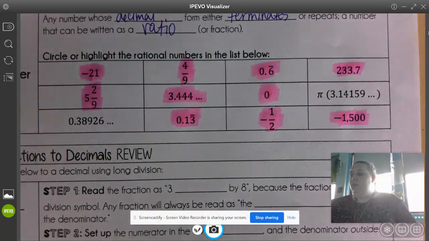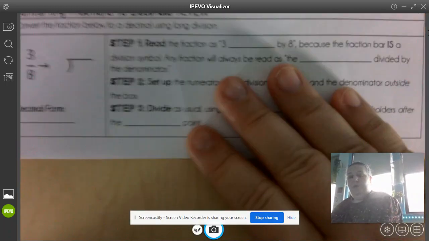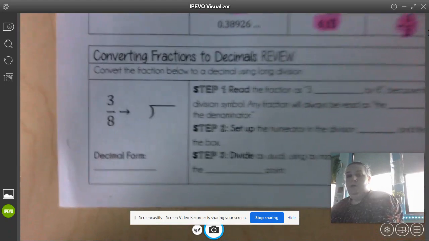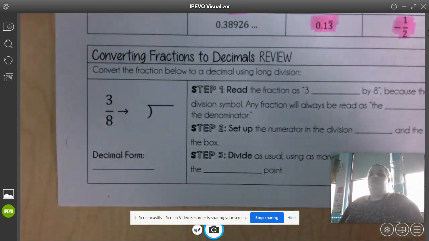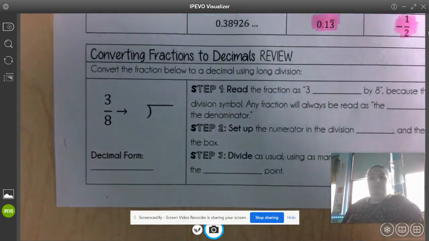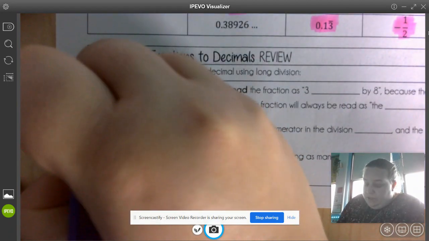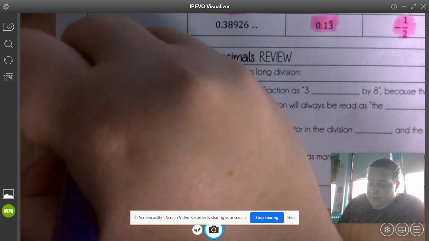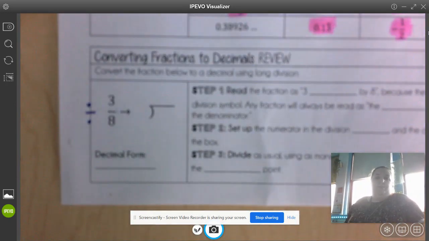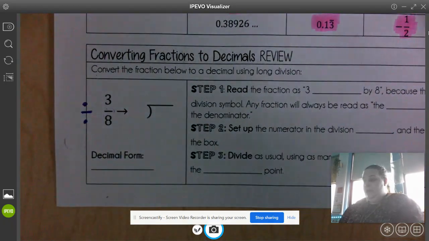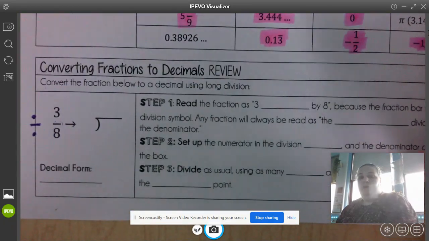All right, so now we get to our converting review. Basically, fractions are just division problems. That's all you're doing. This bar really means to divide. And if you actually think about it, it almost looks like a division symbol. You've got the bar and then two dots. That's what a division symbol looks like, what we've seen since we started dividing. So I thought that was interesting when I first saw that pattern.